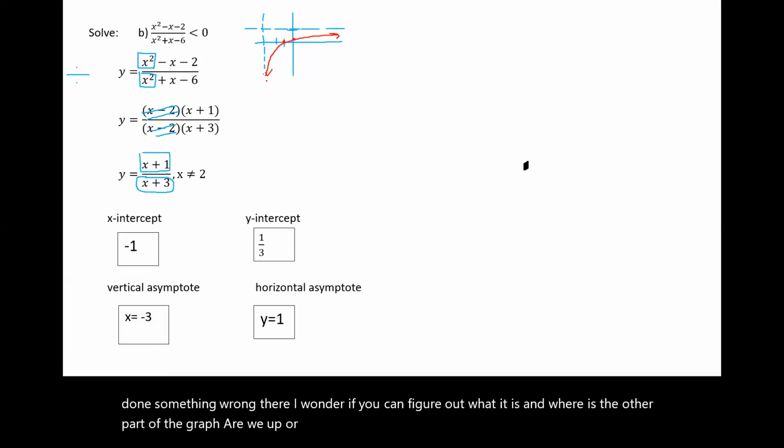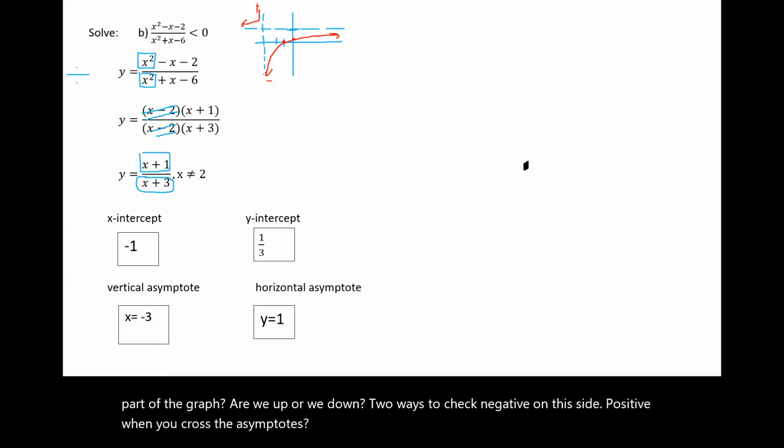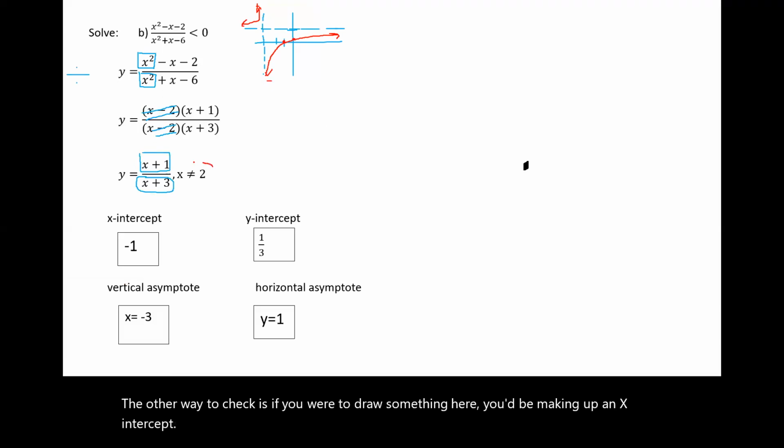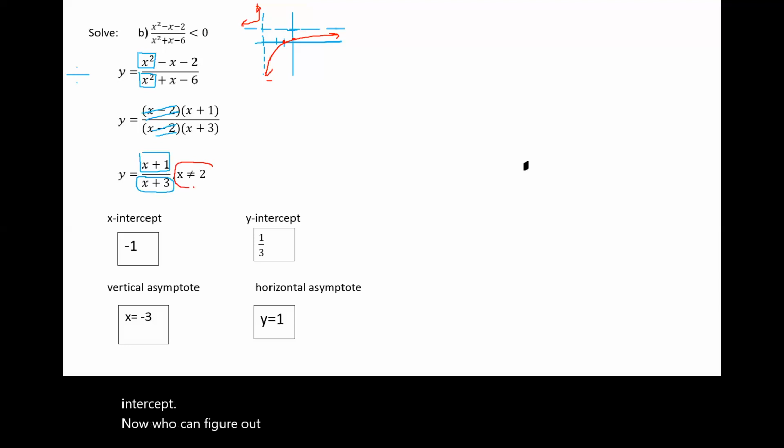2 ways to check. Negative on this side, positive when you cross the asymptote. The other way to check is if you were to draw something here, you'd be making up an x-intercept. Now, who can figure out what we've forgotten?